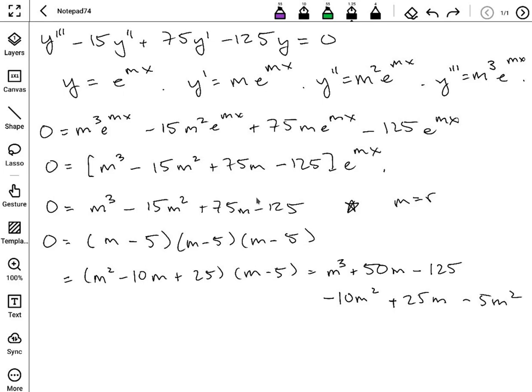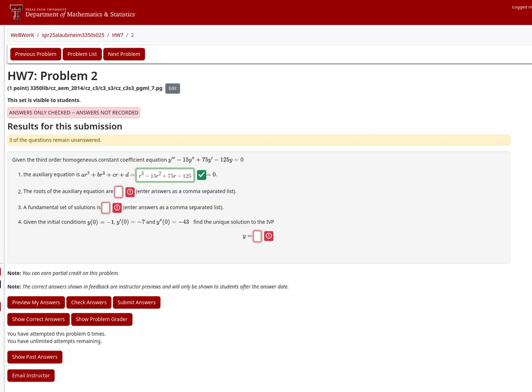Let's see, minus 15m squared plus 75m. Yeah, that's all going to check out. So this is m minus 5 cubed, which means my root is m equal to 5 if I'm trying to set this equal to 0. So for that second box, you would go ahead and put in the roots. So they're just 5.